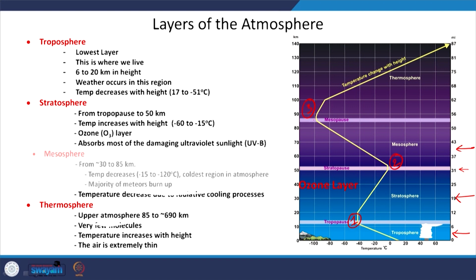Then it reaches a minimum value, nearly minus 100 degrees Celsius at nearly 85 kilometers. This part is the coldest point in the atmosphere of the earth. Above it you have the thermosphere. So, we have 4 different layers in the atmosphere of the earth. These 4 different layers are called the troposphere, stratosphere, mesosphere and thermosphere.